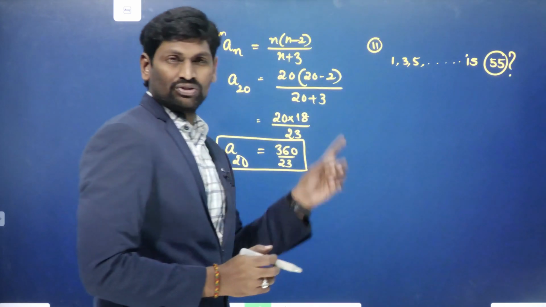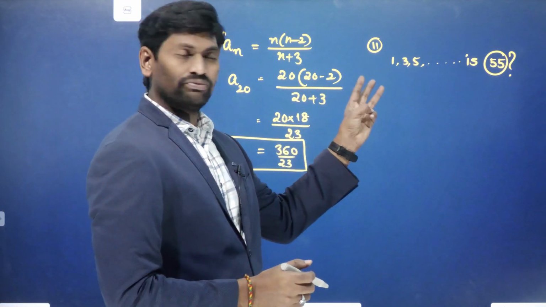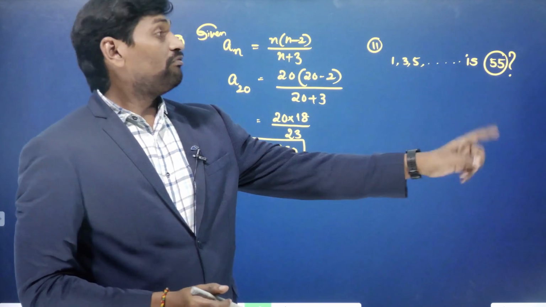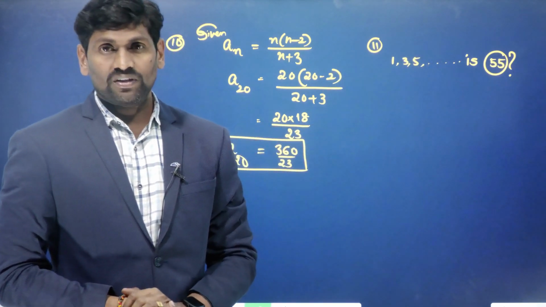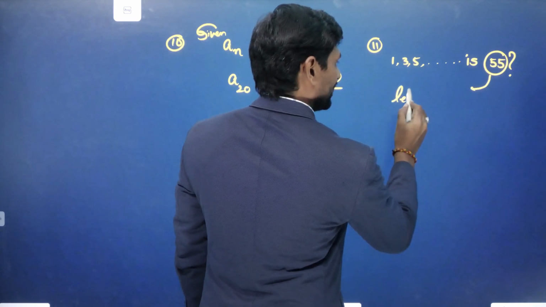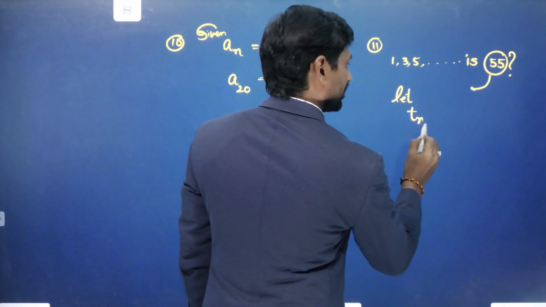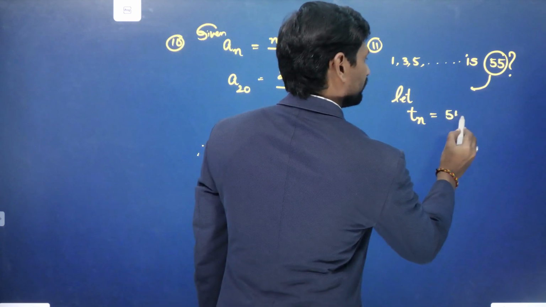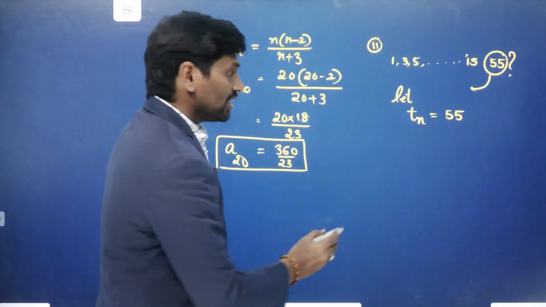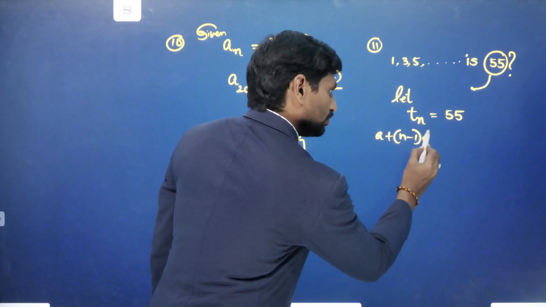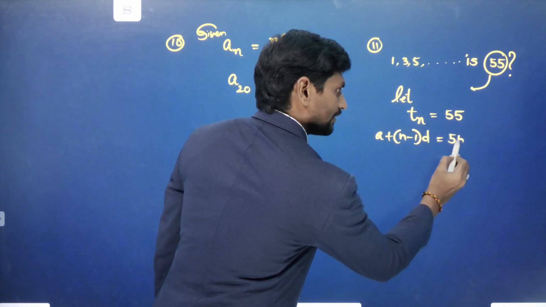That means the first term is 1, second term 3, third term 5, fourth term 7, and so on it will go on. Which term is 55? So I don't know which term it is. Let us take this term as the last term, the nth term. Tn is equal to 55. What is the nth term formula? a plus n minus 1 into d is equal to 55.